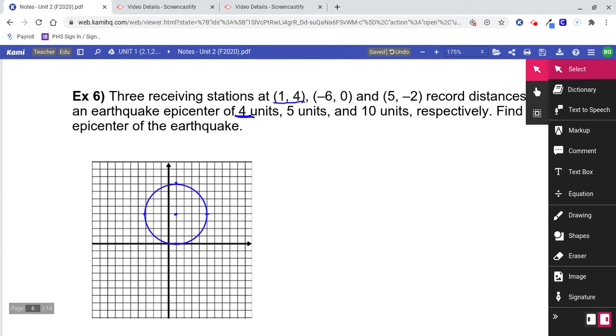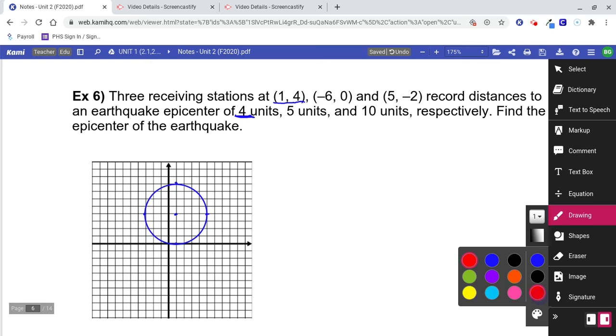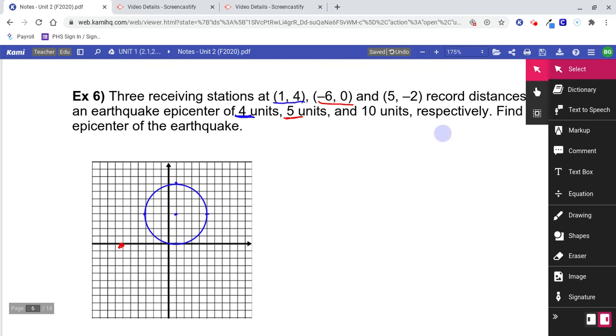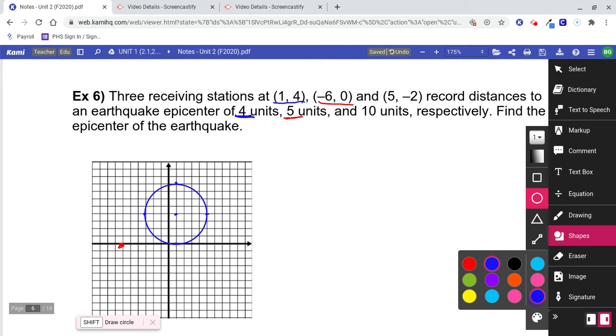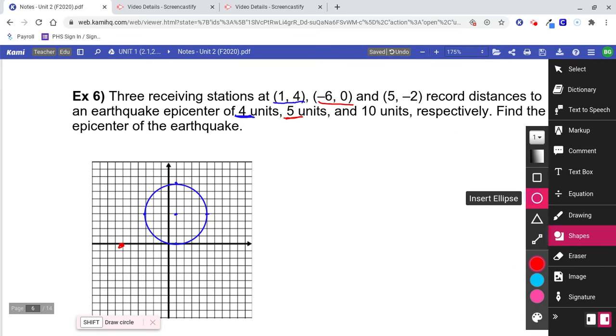So then there's another one at (-6, 0), and a radius of 5. So let's try that. 1, 2, 3, 4, 5, 6. Right there's the center. And let's try this again. Whoops. Radius of 5.